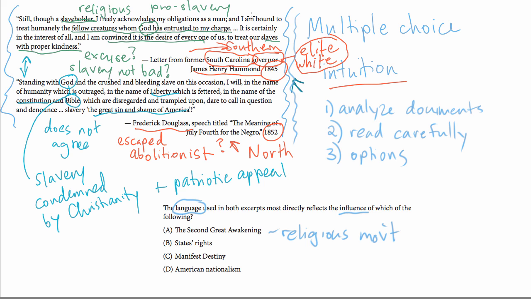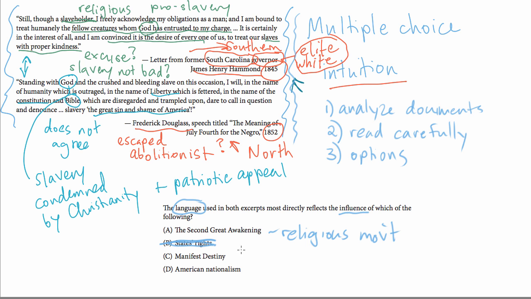All right, what about states' rights? Well, I imagine that both these people would have had very different ideas about states' rights, but I'm not sure that's what they're talking about in these examples, because Hammond is talking about the duty of slave owners to be kind and maybe the religious reasons why God has made the institution of slavery, in his opinion. And Douglass is talking about how slavery is against the Bible and against the idea of liberty. So neither of them is particularly concerned with the political issue of states' rights here, so I think we can cross that one out.